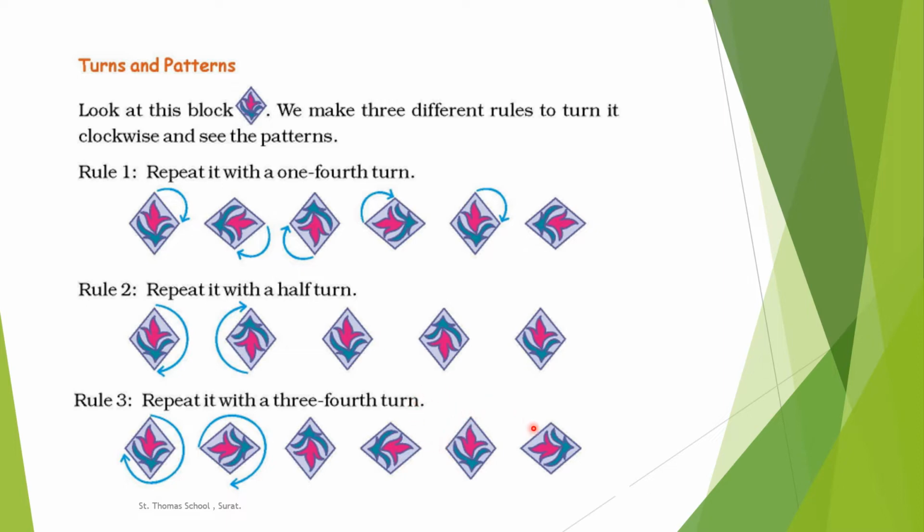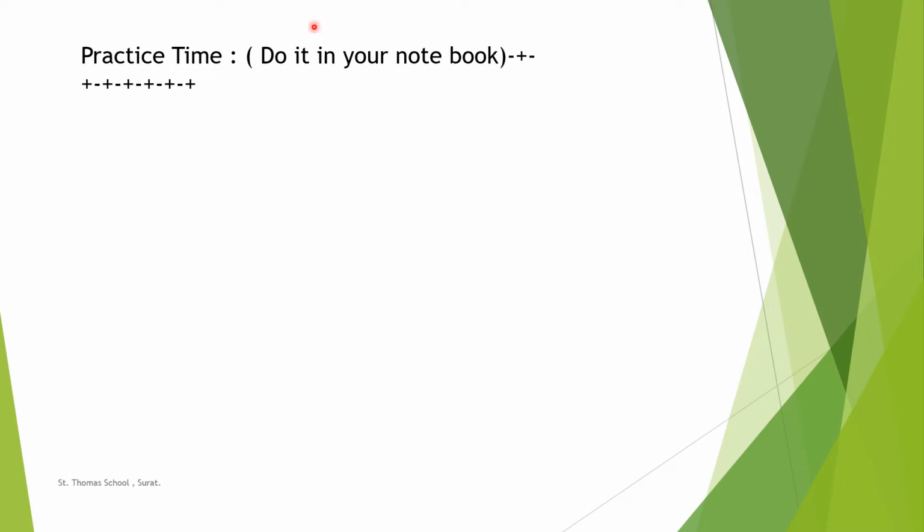Look at the next picture. You can see the flower is pointing on your right hand side. Clear? And one more 3/4 turn again, like this you have to move on. So just look at your next picture, it is again looking up. Okay, like this you have to draw. Clear with these rules? Now it's the practice time. Do it in your notebook.